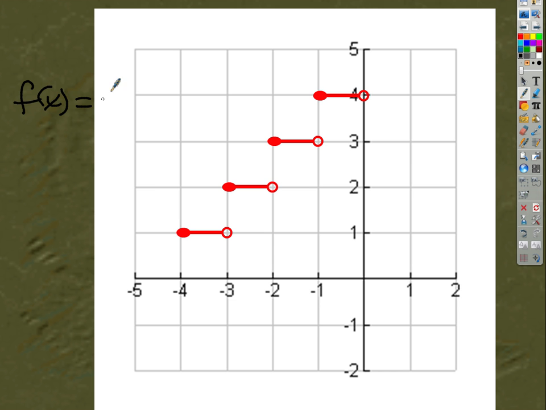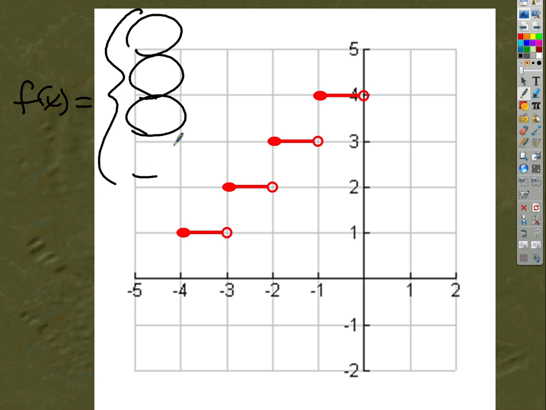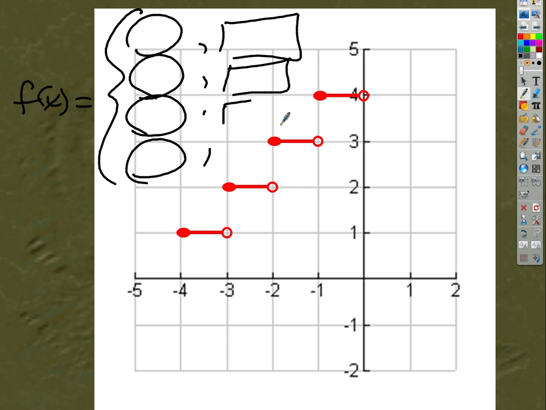I'm going to get f of x equals, and then I'm going to have 4 pieces, right? 4 different equations. Each of those equations is going to get its own domain. That's what my template looks like. Let's fill this thing in then.